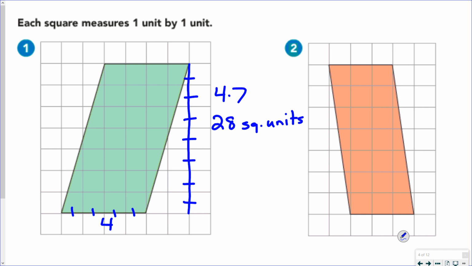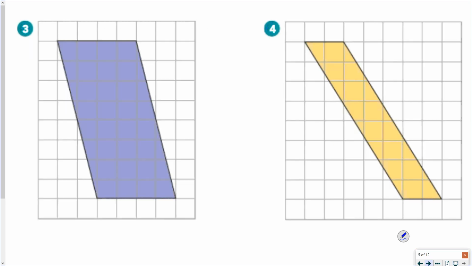For number 2, our base, 1, 2, 3. Our height, we're going to drop this down as our height, and our height is 1, 2, 3, 4, 5, 6, 7 again. So we would take 3 times 7, and we would get 21 square units. Okay. These 2 others you should have done as practice. If not, go ahead and pause now and work those 2, and then resume once you have them. And if you have them, here we go.